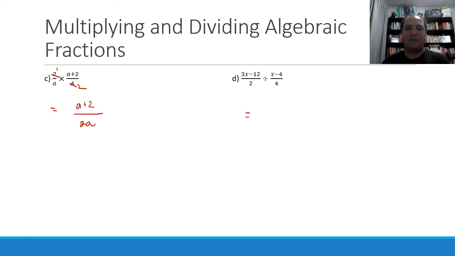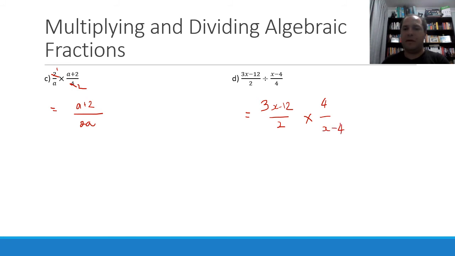Now remember, with division, we can change that division to a multiplication sign if we flip the fraction on the right. So we take the numerator, make it the denominator, and vice versa. So we can rewrite this problem as 3x minus 12 over 2 times, change the divide to a times, and flip the fraction over.